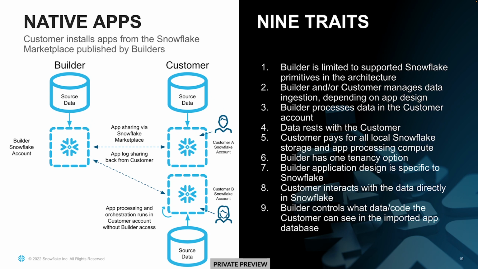Then customers A and B on the right-hand side will be able to download that exact same application into their accounts. They'll each get the same code, the same processing logic, et cetera, but it can work on the data within their account, or they can generate new data within their account that'll be different for each customer. And all that processing happens within their account. And since it does, they're able to access everything directly within their account based on the controls that the application provider provides within the application.